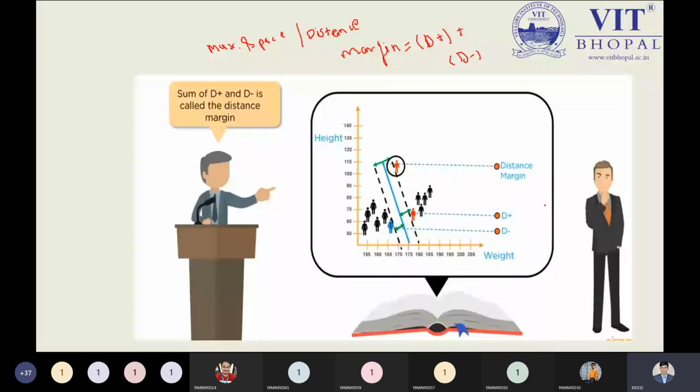Okay, so these are the various technical terms we have described. What is meant by the hyperplane? What is meant by the distance margin? What is the maximum space? What is D plus? What is D minus? And what is the support vector? Now, till now, is this point clear to all right now? Tell me, is this point clear?